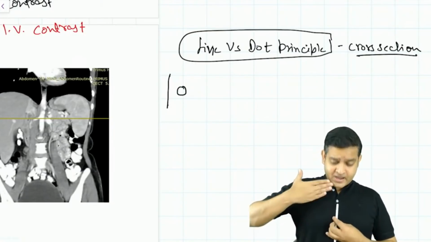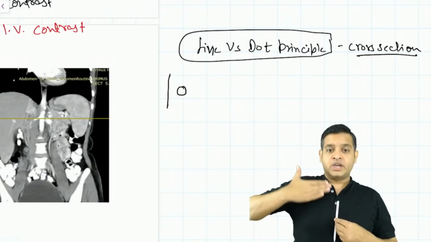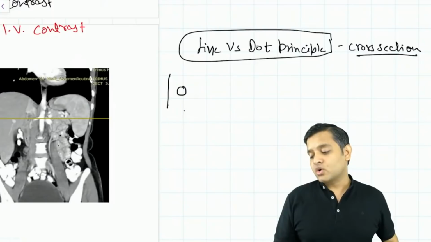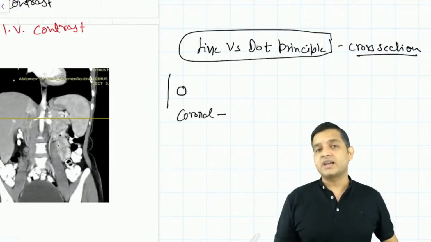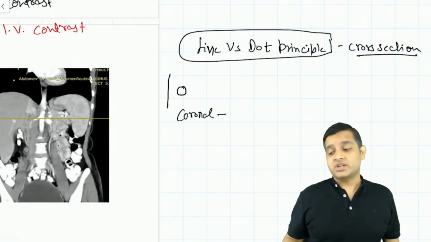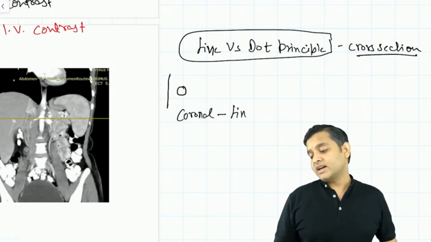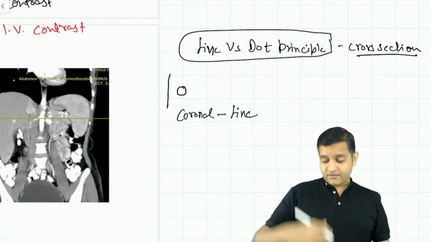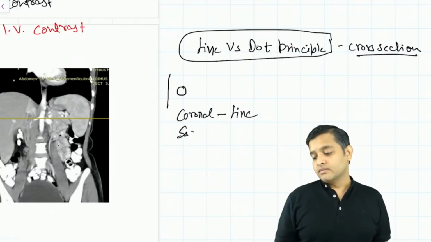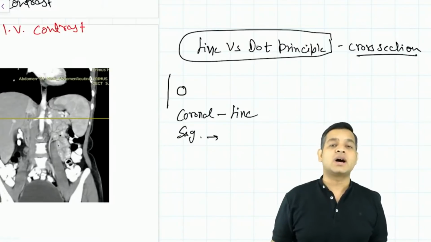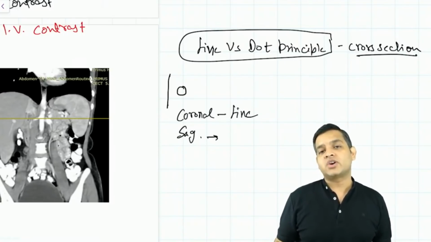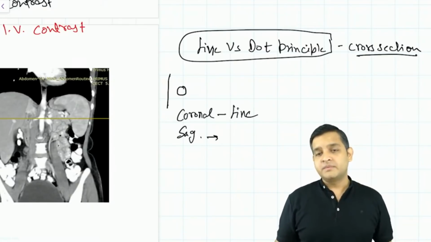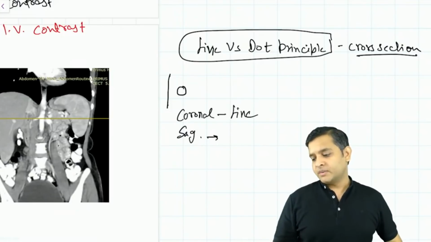Very good. If I take a coronal section of the aorta, now tell me, will it be seen as a line or a dot? In a coronal section it will be seen as a line. If I take a sagittal section of the aorta, anybody who can tell me whether it will be seen as a line or a dot? It will be seen as a line.